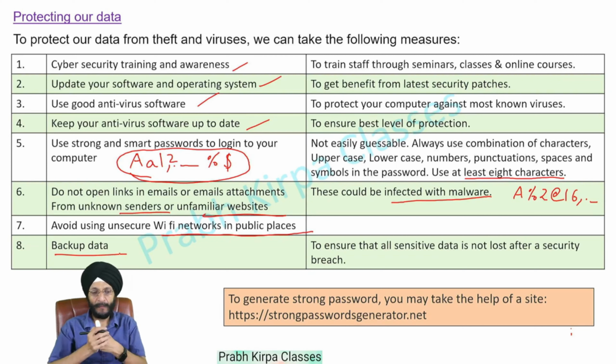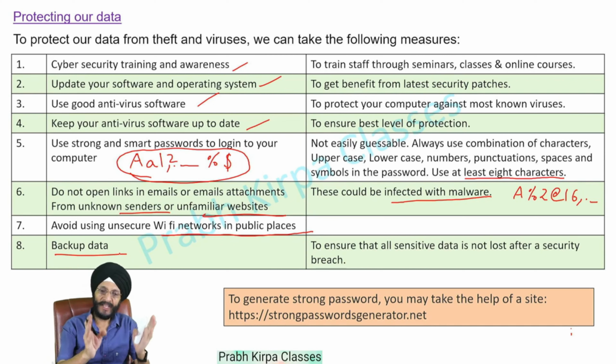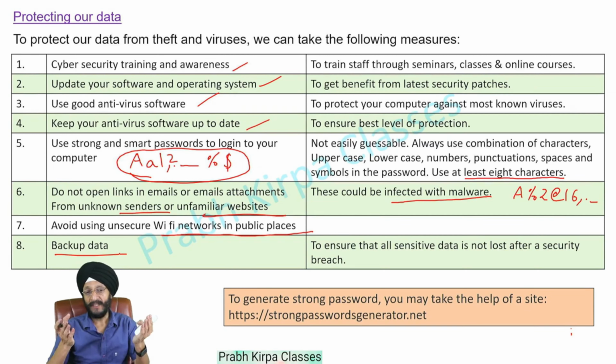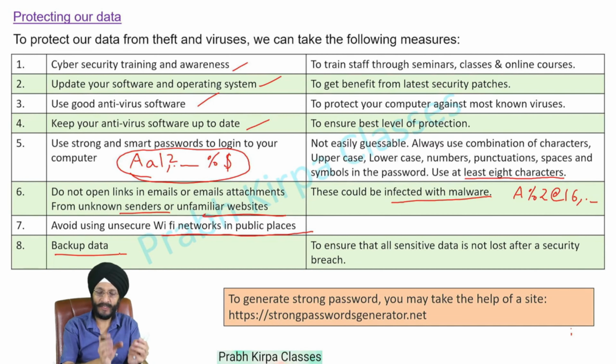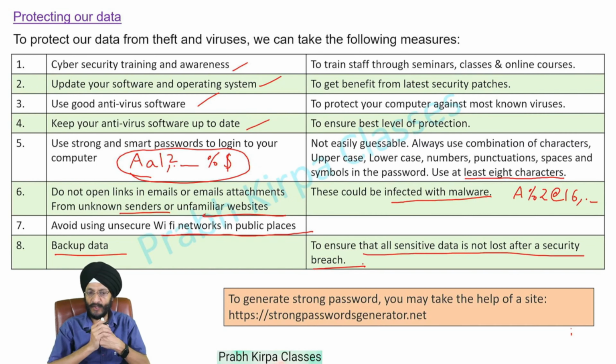We should have backup of data. It means that suppose we are having all our information stored in the computer. But what if our computer is hacked? We should have the backup of that data or the sensitive information or confidential information or other information which is available on the computer. We can keep the backup of the data on other devices as well, so that all the sensitive data is not lost after a security breach.